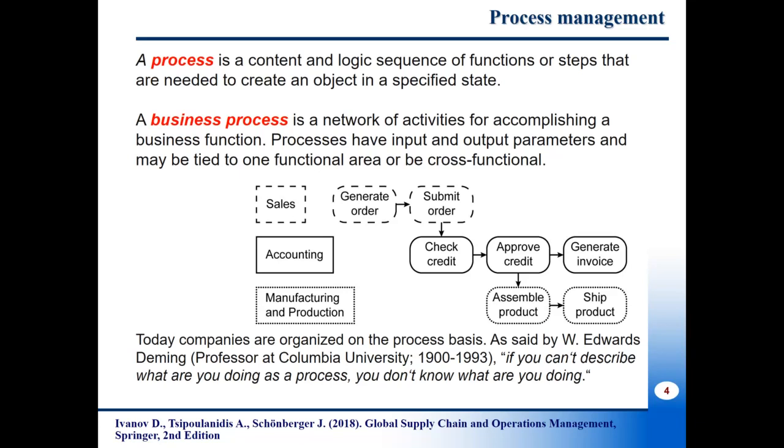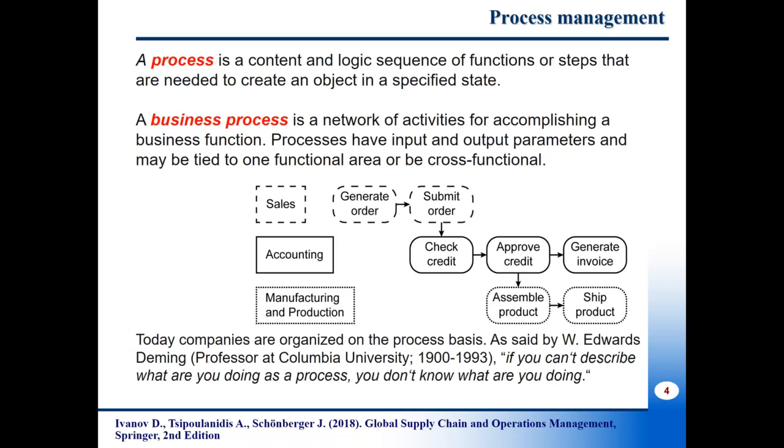All right. And the second, a business process. Business processes are networks of activities for accomplishing a business function. So processes have input and output parameters and may be tied to one functional area or be cross-functional. In our example here, we have three functions: sales, accounting, and manufacturing and production. And each function consists of at least two processes.